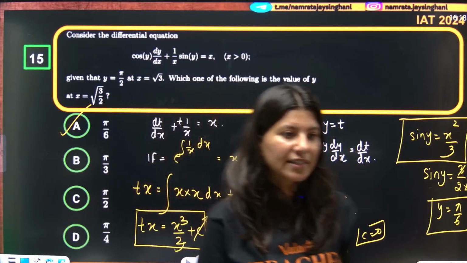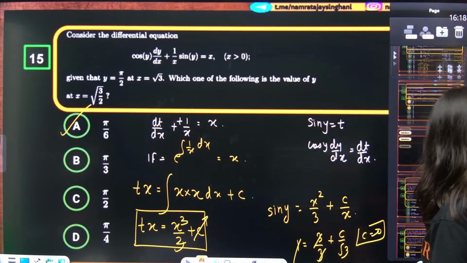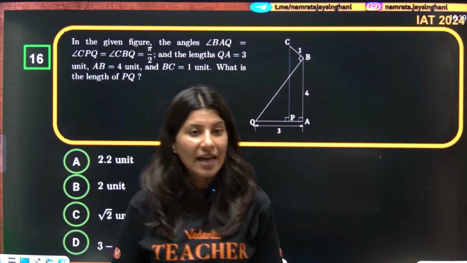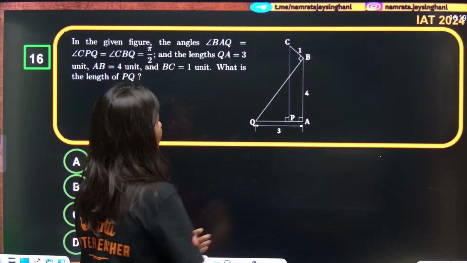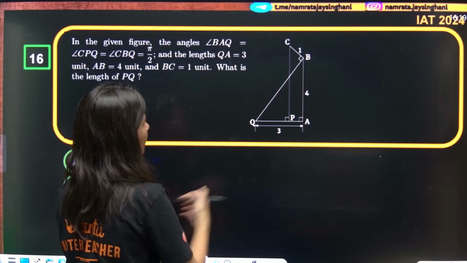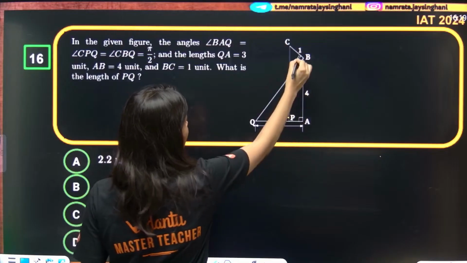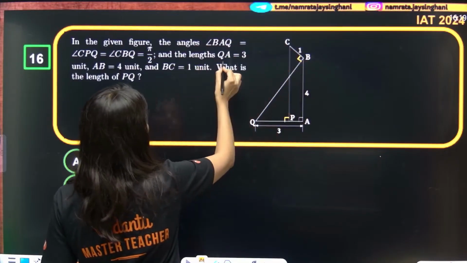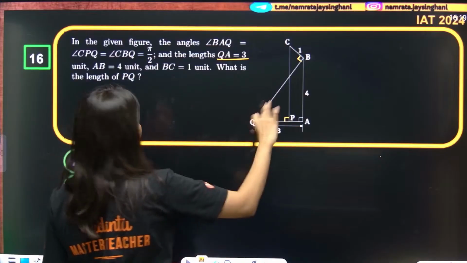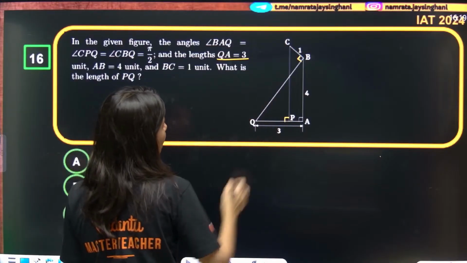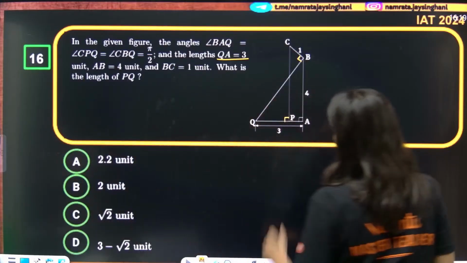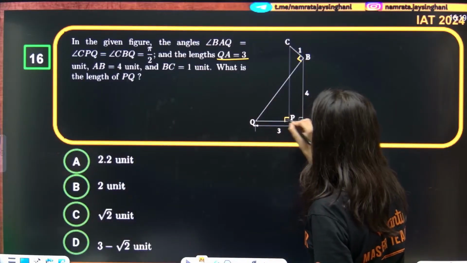Next question, are we ready? This is the question. Angle CPQ and angle CBQ is pi by 2. These two angles are given, pi by 2, pi by 2. And the length QA is 3, AB is 4, BC over here is 1. Then the length of PQ is what we are looking for. Let us mark PQ as x.